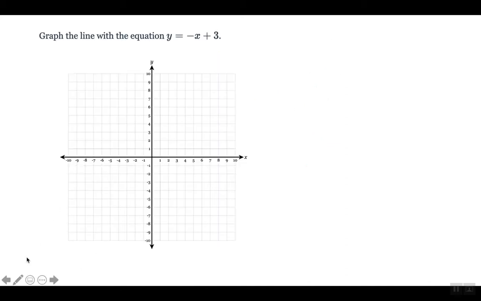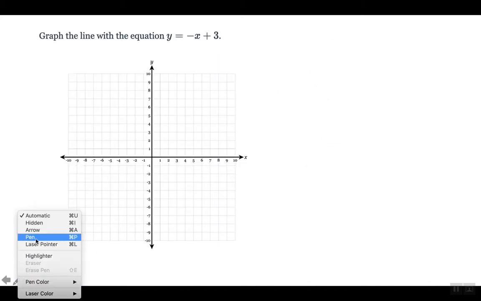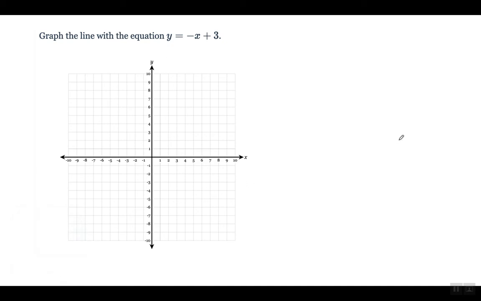Alright, so here's our first example. You're going to be graphing, for every problem, you're going to have to graph this line. Alright, so the first thing you should do is identify what's the slope and what's the y-intercept. I mean, once you get the hang of it, you could do this in one moment.